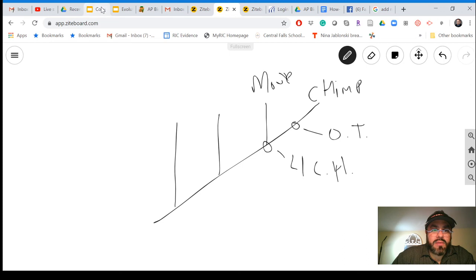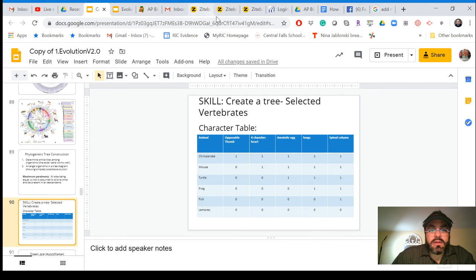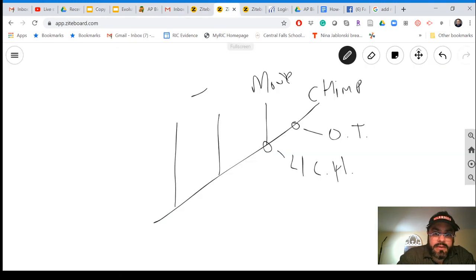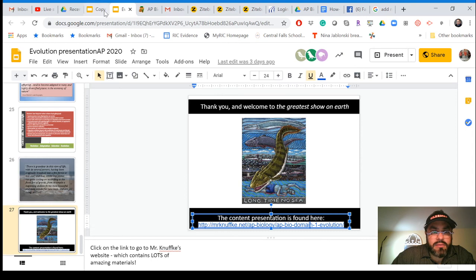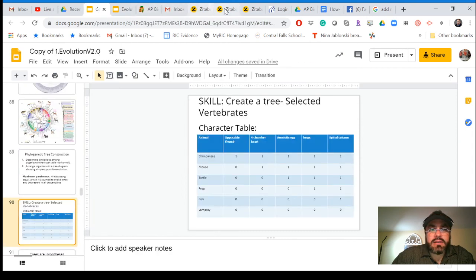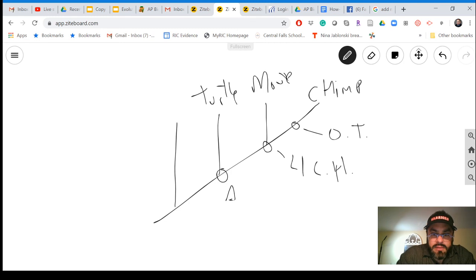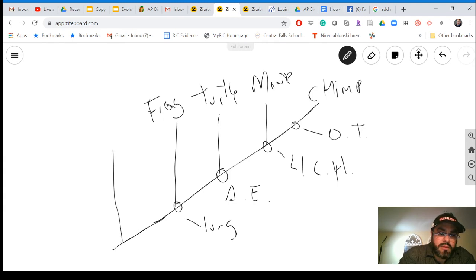And then after the mouse, we had, I believe it was the frog, right? Oh, it was a turtle. So then I would do the turtle here. Here's my turtle. And what the turtle had was lungs, I believe. No, amniotic eggs. Yeah, amniotic eggs. So I would go here and put amniotic eggs. And then after the turtle, we had the frog. And what the frog had in here was lungs. We're going to need one more. And then over here we have the lamprey.